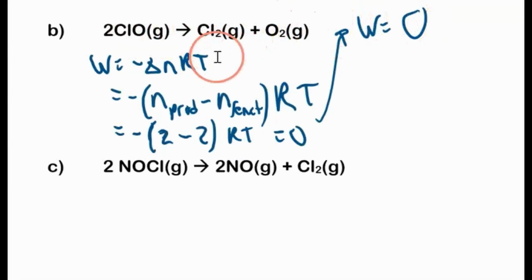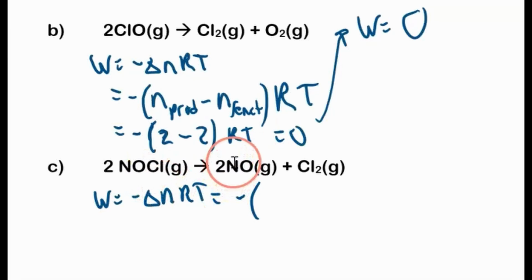No work is done. All right, so the next one here, work equals negative delta n RT. So the sum of the products, not the reactants, the products would be 3, because we add these up. Make sure they're all in the gas phase. Only add the ones that are gases. We don't include liquids or solids. Minus the reactants, so 2, times RT, and that is equal to negative RT.